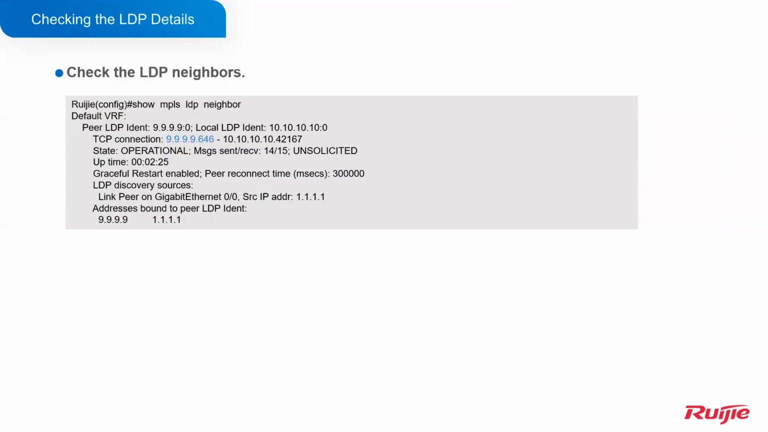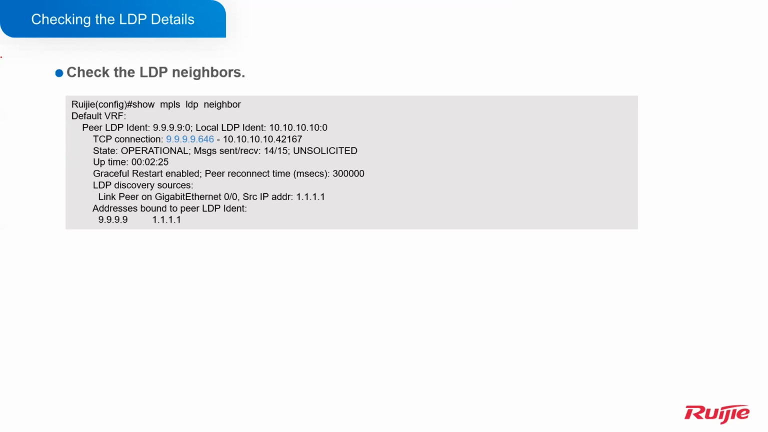And also you can check your neighbor information by the MPLS LDP neighbor. And here are all the neighbor information. Which port do we use to establish the connection? It is 646, right? And your neighbor address is 9.9.9.9.